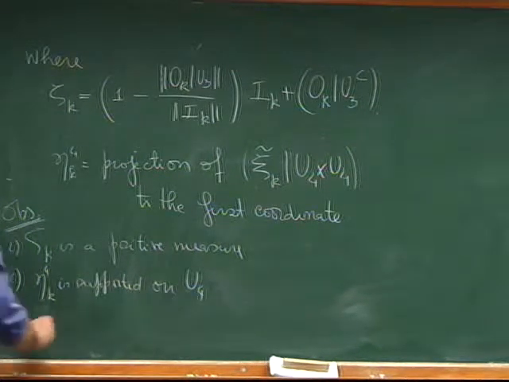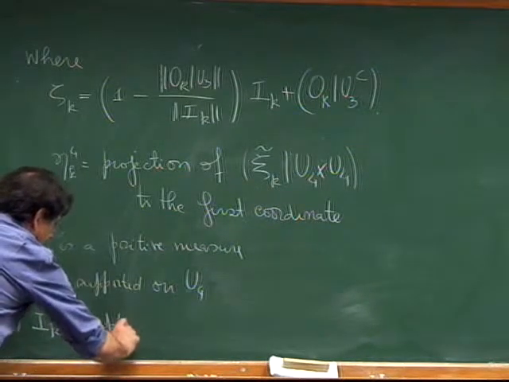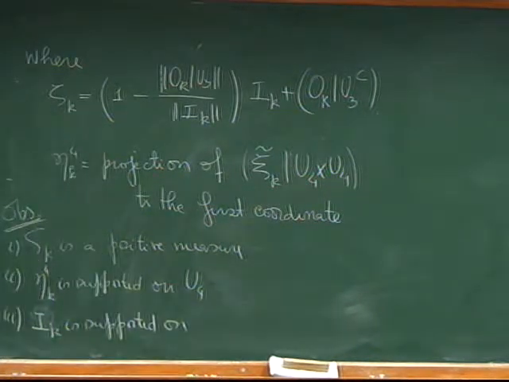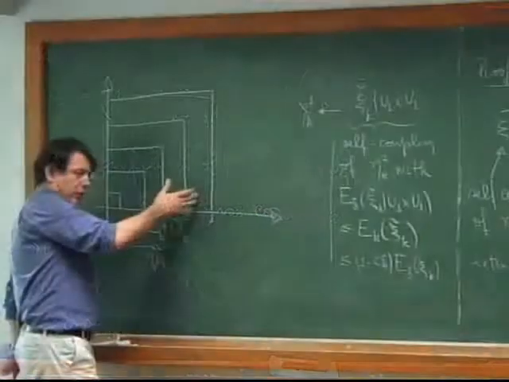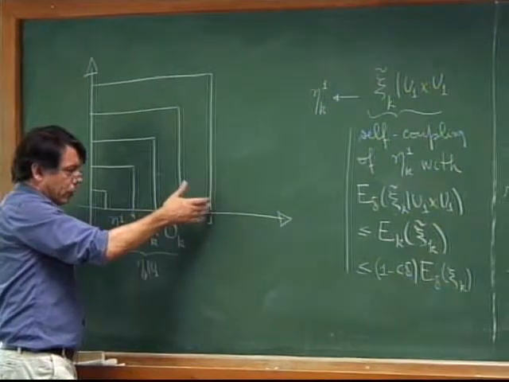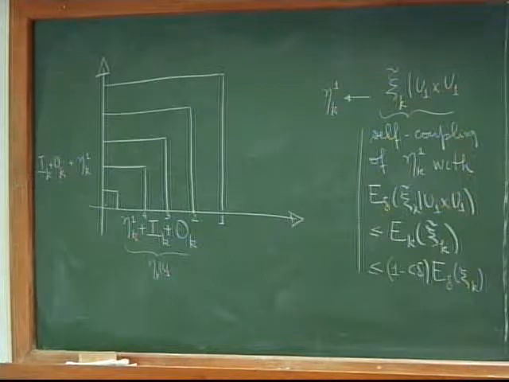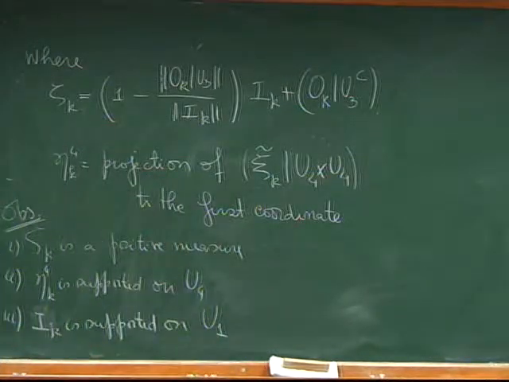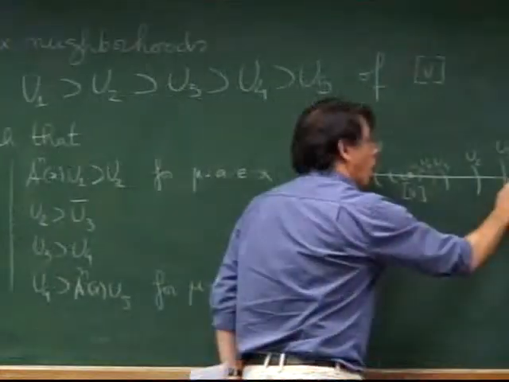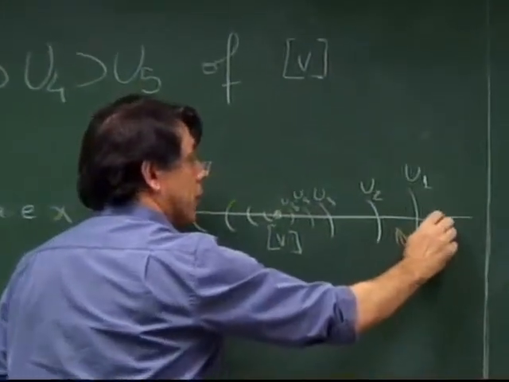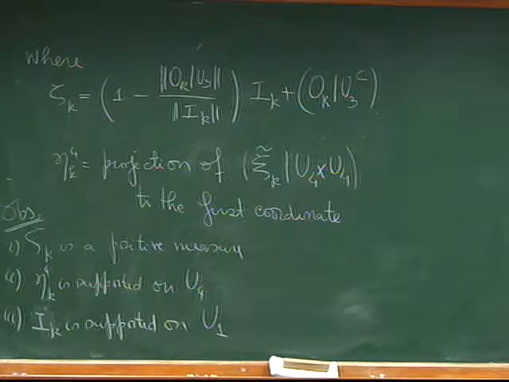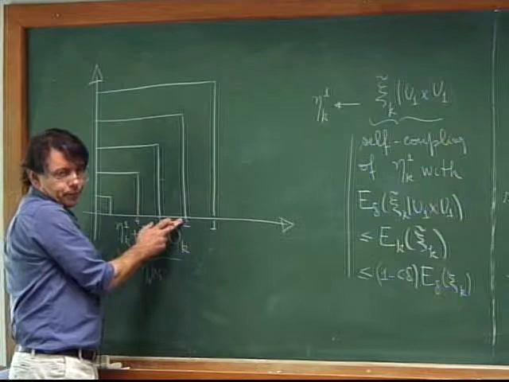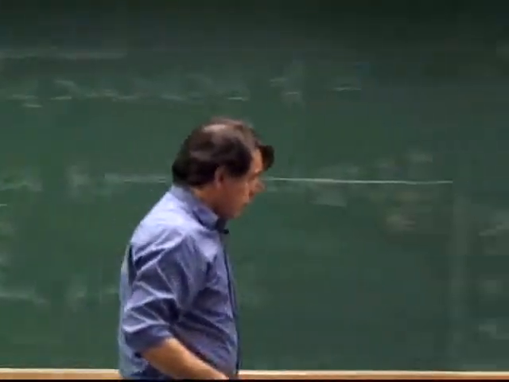Before that, let me say where IK is supported. Well, you remember IK consisted of the mass that was outside and was pushed inside by the dynamics. So to begin with, it's something that is inside U1. But this condition here says that if you are outside, the dynamics may take you inside, but not too deeply inside. This is not allowed. That's what this condition is saying. Any mass that was outside of U1 may have moved inside, but not inside U2. So IK is supported on U1 minus U2.